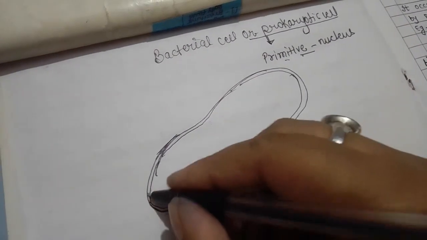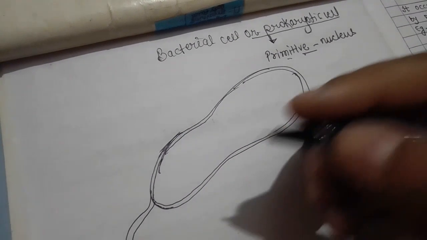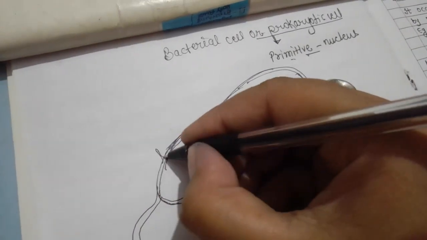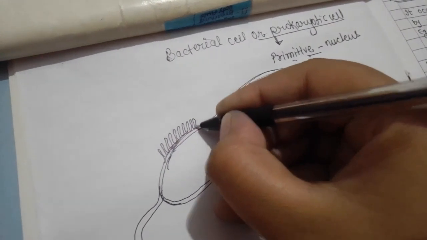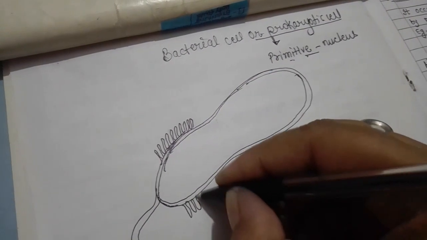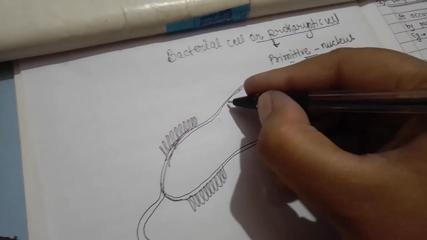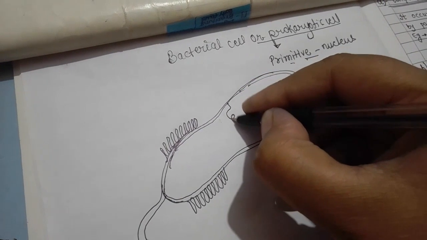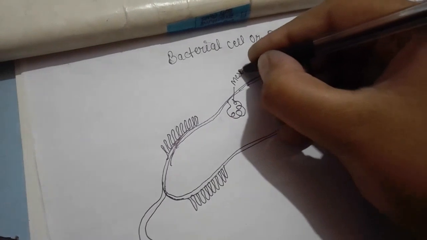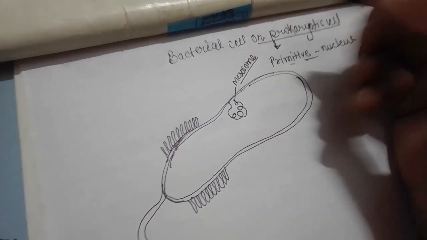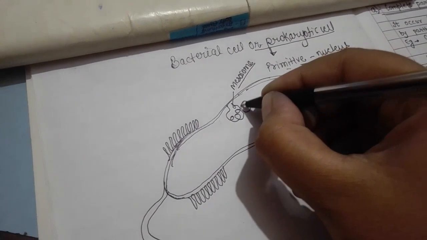Plus they have the flagella, which participates in locomotion. They have some small cilia, which help in attachment to any surface. Next we have a structure here which is known as the mesosome. The mesosome actually acts like the mitochondria. And we have the DNA here, circular DNA.